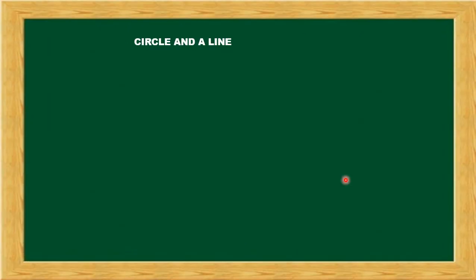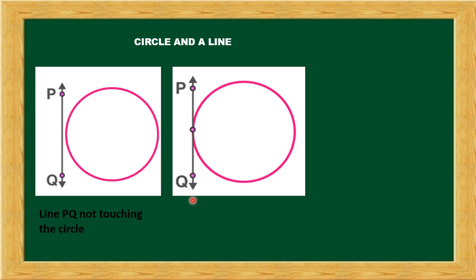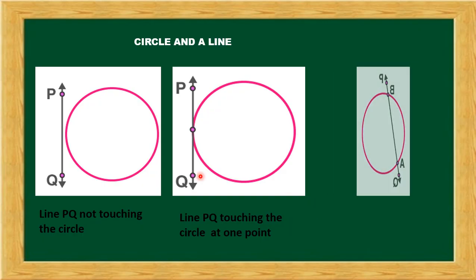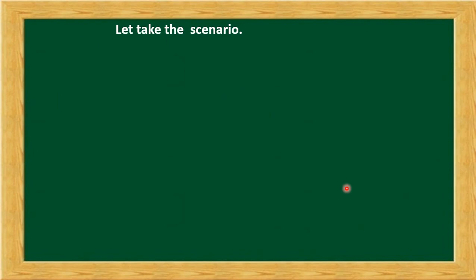So take a circle and a line. When a circle and a line PQ are given, here the line PQ is not touching the circle. Let's take the next one. When this line goes nearer to the circle, it touches the circle. So here this line PQ touches the circle at 1 point. Now take this line inside the circle. So this line touches the circle at 2 points.